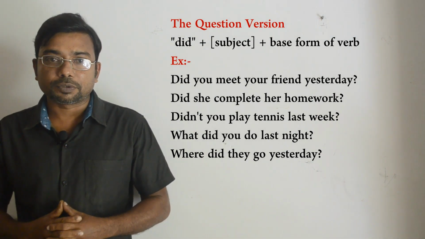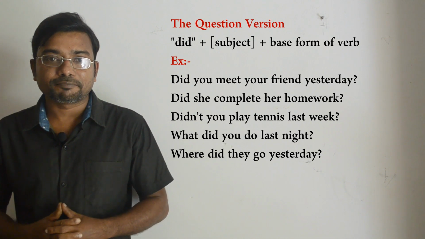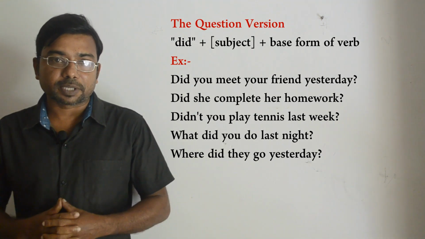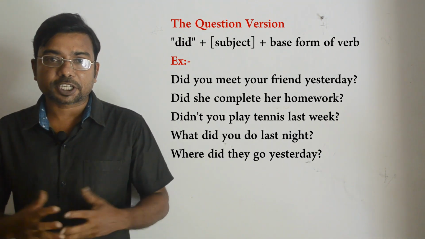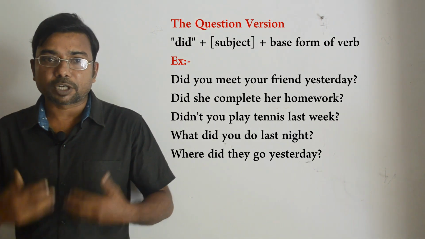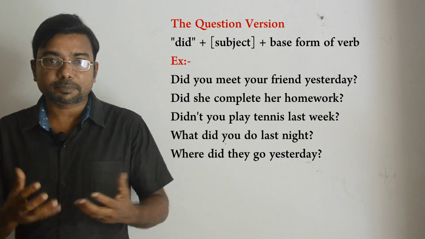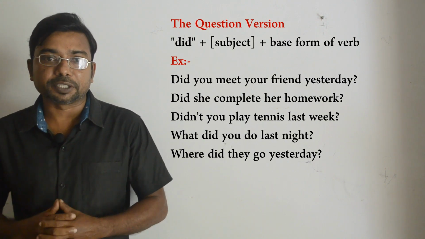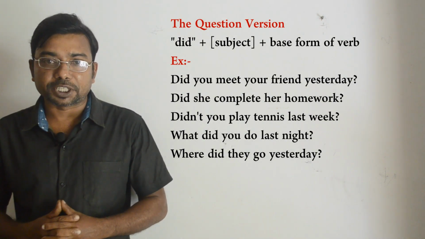Where did you go yesterday? Okay, look at the first example. Did you meet your friend yesterday? Okay, here we use auxiliary verb did at the beginning of the sentence because we are going to ask a question, then comes the subject, and after that appears verb base form meet.